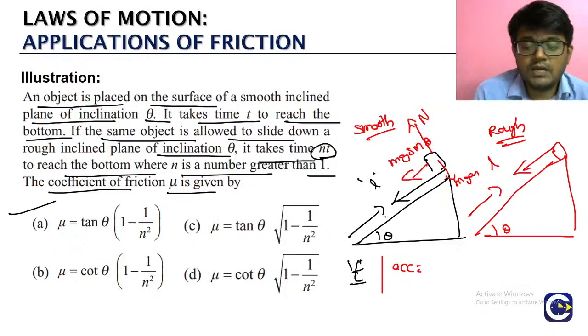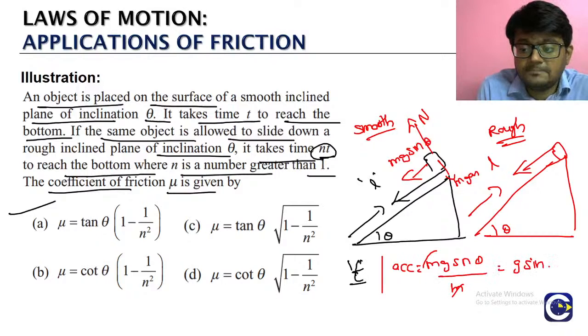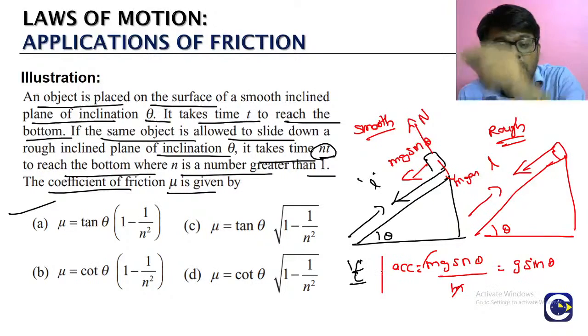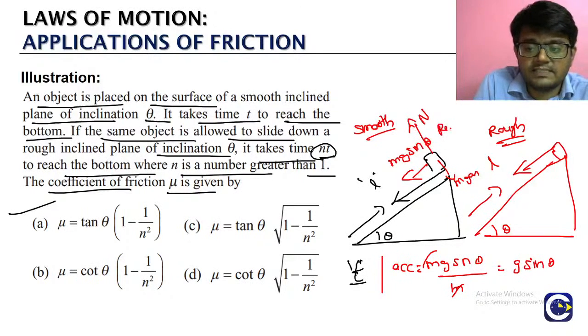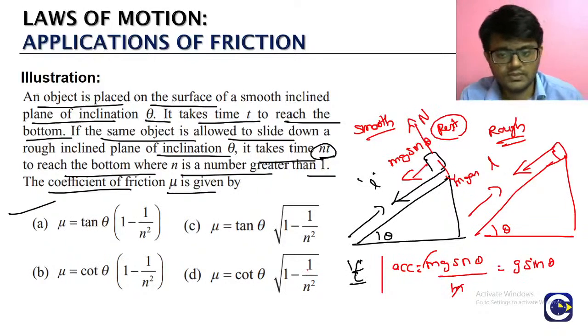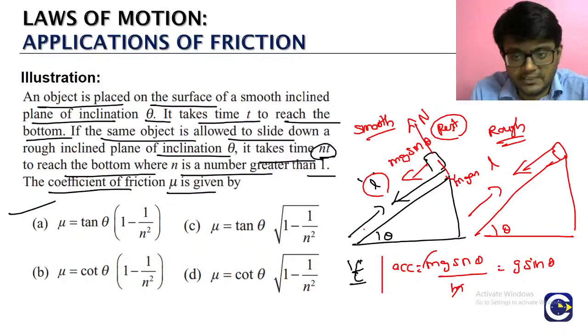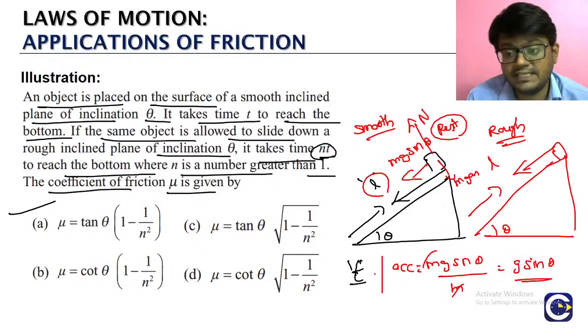Correct. Now the acceleration coming because of the mg sin theta will be what? Acceleration is force by mass, right? Which is g sin theta. When we place the object at the top of the surface, we assume that it is starting from rest. It has to cover a displacement L. What is the acceleration? G sin theta.